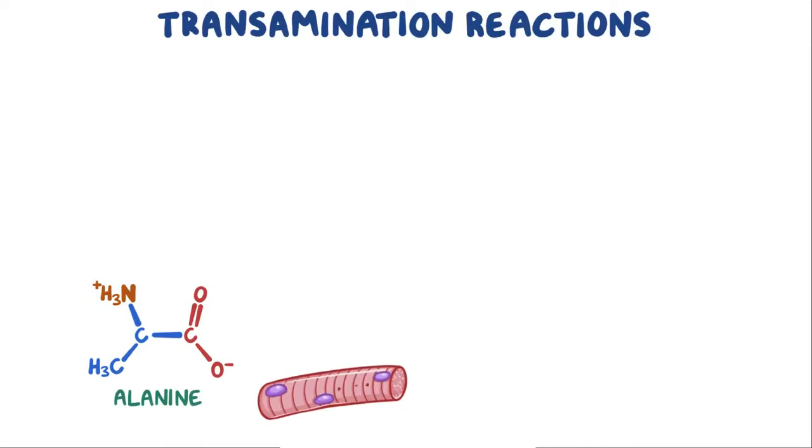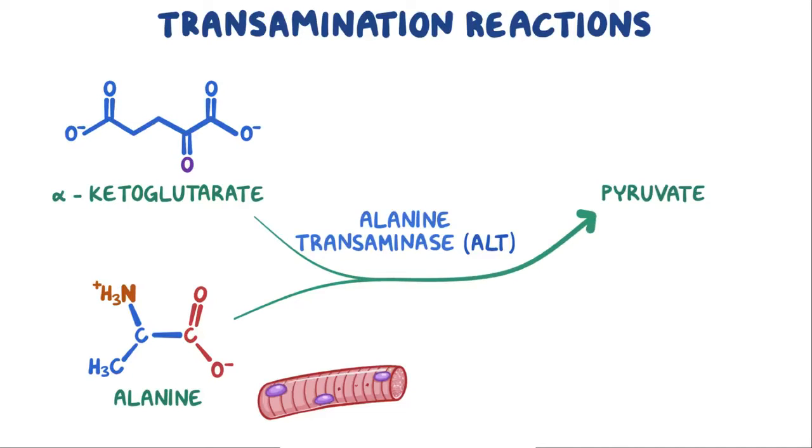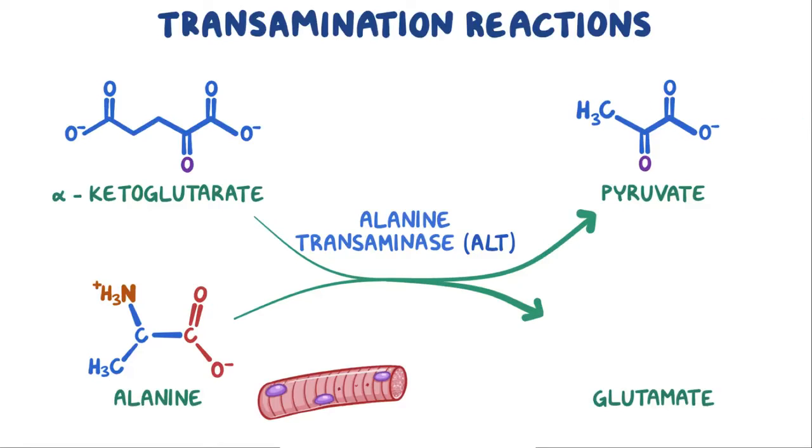So let's take an example of a transamination reaction with the amino acid alanine in a muscle cell. First, the enzyme alanine transaminase, or ALT, switches the amino group on alanine with the oxygen group on alpha-ketoglutarate, resulting in a keto acid called pyruvate, which now has the oxygen group, and the amino acid glutamate, which now has the amino group.